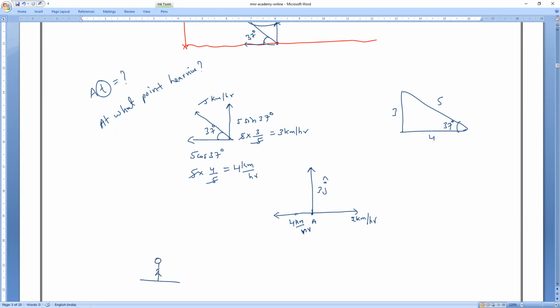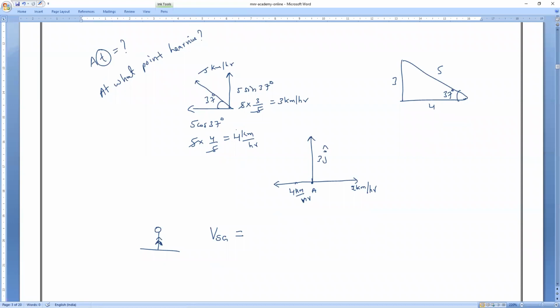If you want to find the time, you need to find the velocity of a swimmer with respect to ground. Is it right or wrong? Yes, sir. So the velocity of a swimmer, which direction? Minus x direction or plus x direction? Check it here. This is 4. 4 is not equal to 2.